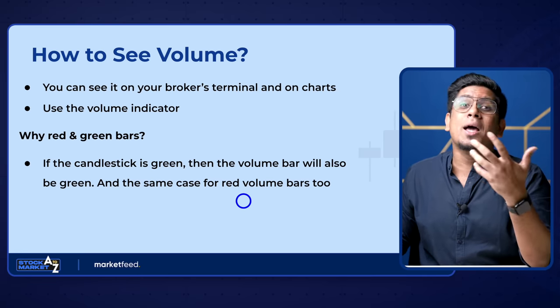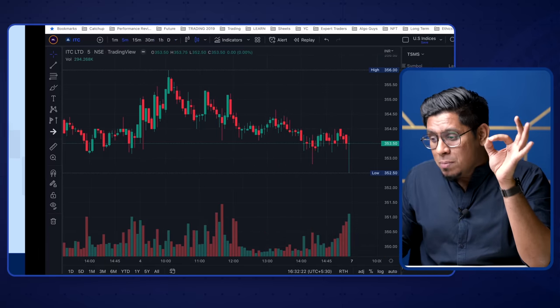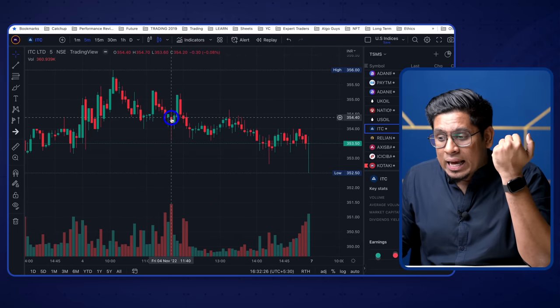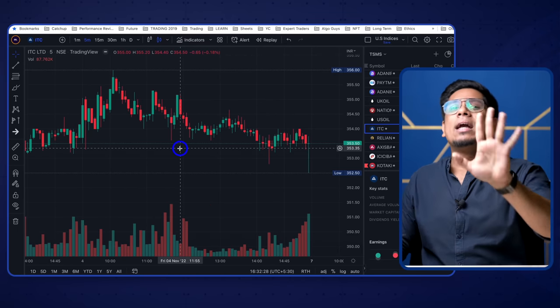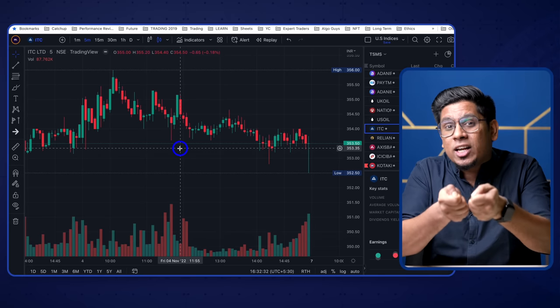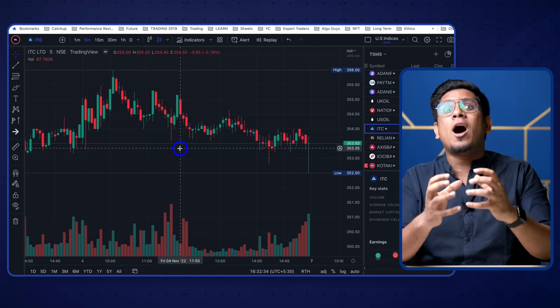What does it indicate? Think about that. There is an actual story being told by the volume bar here. So think about this, look into this candle. This candle is a red candle. What does a red candle indicate? A red candle indicates that there is selling pressure in the stock. That is, sellers are more powerful than buyers.